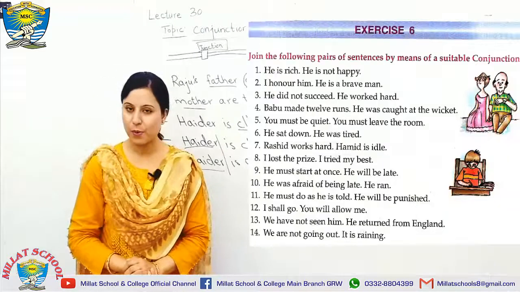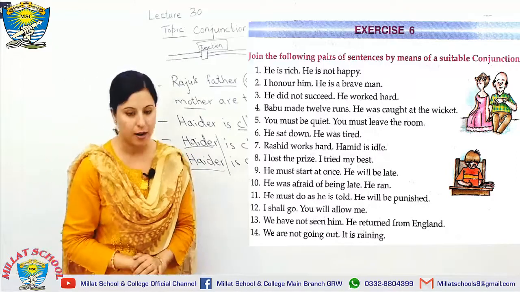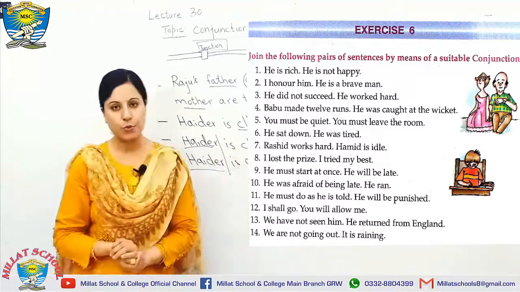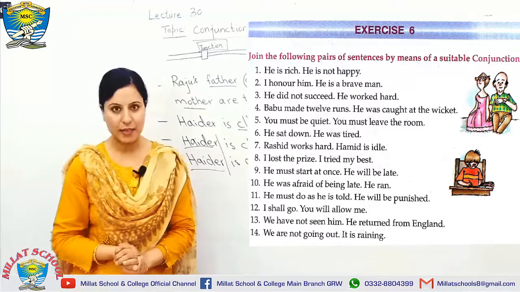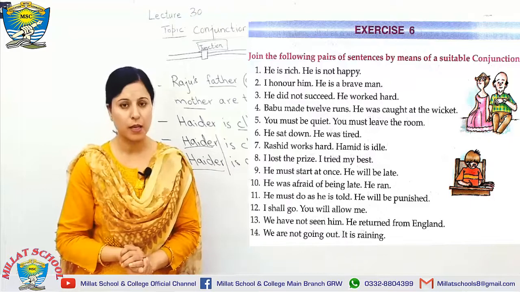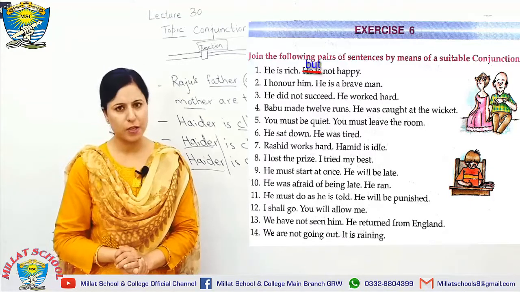Let's move to page number 177, which is exercise number 6, and you are again going to join the two sentences together by using different conjunctions. How? Let's see. But be careful, that the conjunction should be suitable. He is rich, he is not happy. He is rich but not happy.